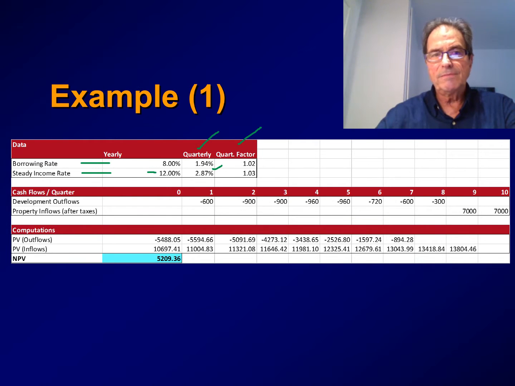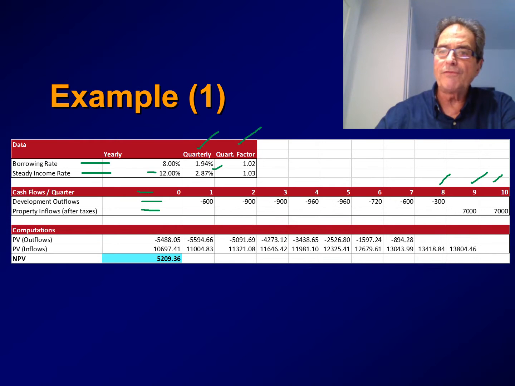Next, we have the cash flows and the corresponding quarters here. The outflows corresponding to development costs are in the first row, minus 600, minus 900, etc., up to the 8th quarter, in which we have the last negative cash flow of 300. And on the other hand, we have the property inflows corresponding to the inflows of the property once the property is sold. We are assuming that we sell it in two equal parts. In quarter number 9, we have an inflow of 7,000, and in quarter number 10, we have another 7,000.